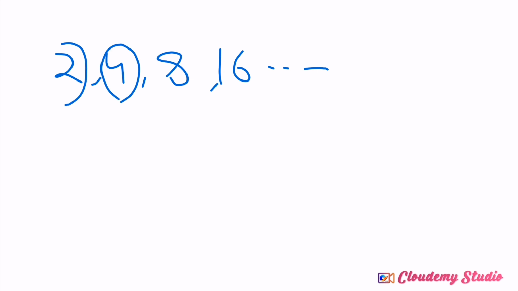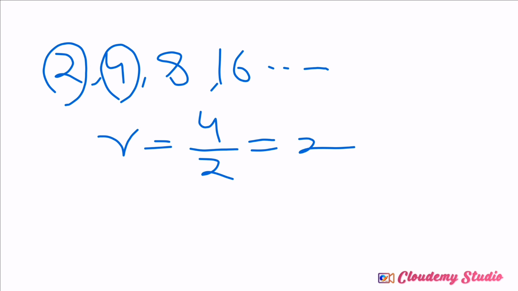For example, if we consider 2, 4, 8, 16, and so on, the next term is 4 and the preceding term is 2. So the common ratio R is equal to 4 divided by 2, which is equal to 2. So here the constant term is 2.